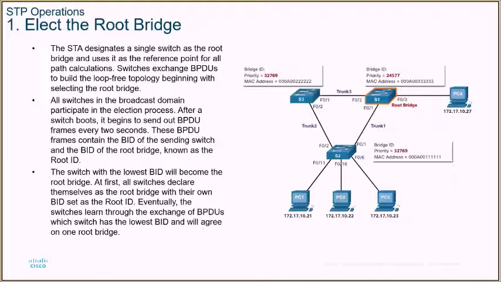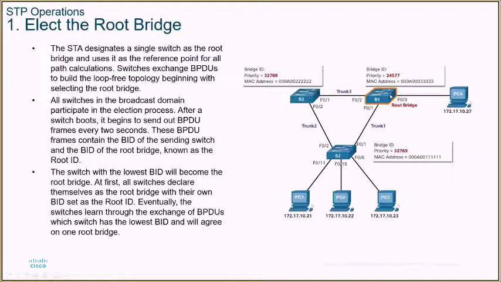So the STA designates a single switch as the root bridge and uses it as a reference point for all path calculations. Switches exchange BPDUs to build a loop-free topology, beginning with selecting the root bridge. As you can see here, they all have their MAC address, and the priority number is before it. These two have default priority values. This one has had it manipulated to make it lower, and so this will end up being the root bridge. If it had been the default priority value, I'm assuming this is the lower MAC address, so this would have ended up being the root bridge by default. But because someone's manipulated the priority, that's where it's gone.